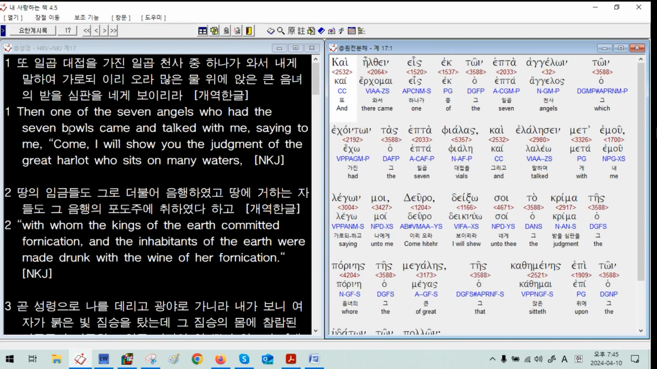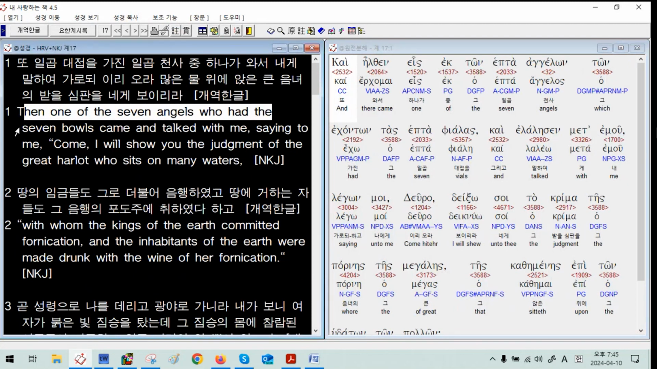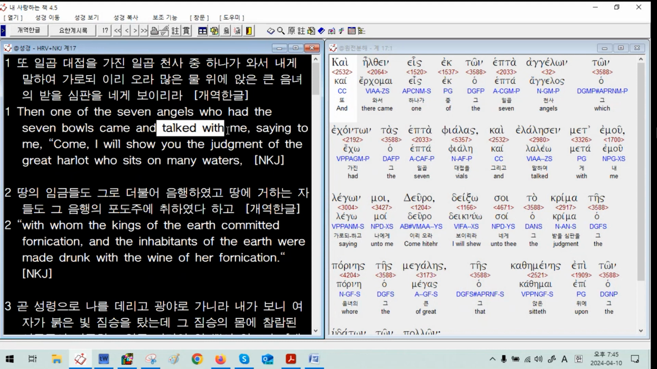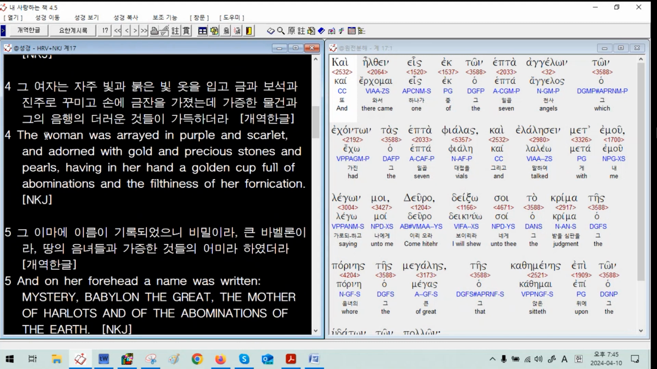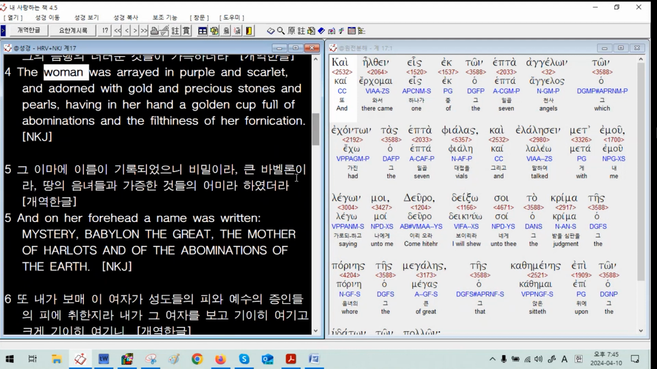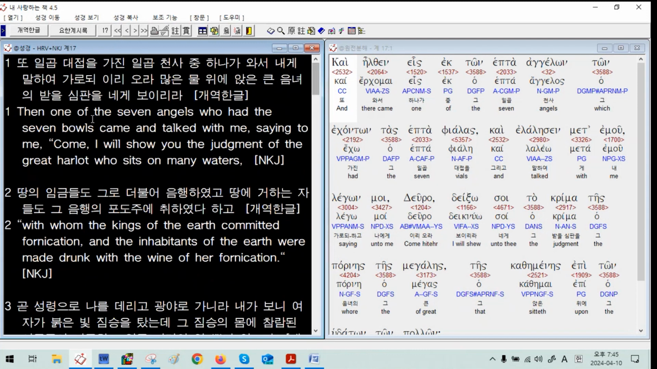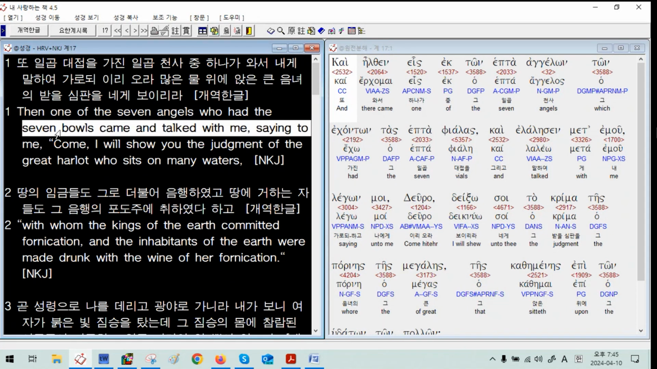And then here it says, one of the 7 messengers who had the 7 bowls came and talked with me. So this is the 7 bowl process, right? Then it comes all the way down. That woman who is the mother of harlots, on her forehead a name was written, Mystery Babylon the Great, the mother of harlots and of the abominations of the earth. So Babylon is showing up in the 7 messengers, 7 bowl process, right? So at the 7th bowl poured out, Babylon is poured down.